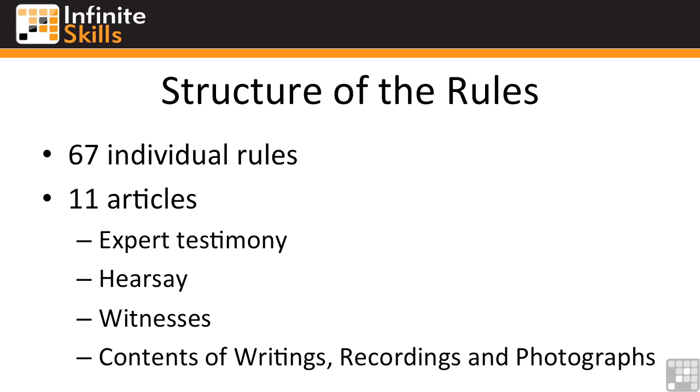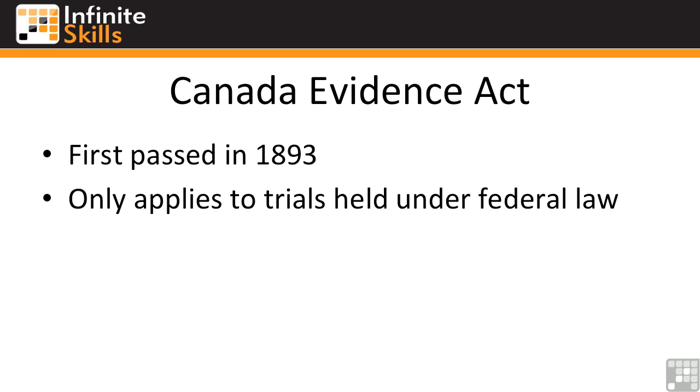So computer forensics would fall primarily under writings, recordings, and photographs, and that's one of the articles in the federal rules of evidence. Now, as I said, different jurisdictions have different rules, and Canada, of course, is its own completely unique jurisdiction, being a separate country. Now, they have the Canada Evidence Act, which was first passed in 1893, nearly 100 years before the United States enacted their federal rules of evidence.